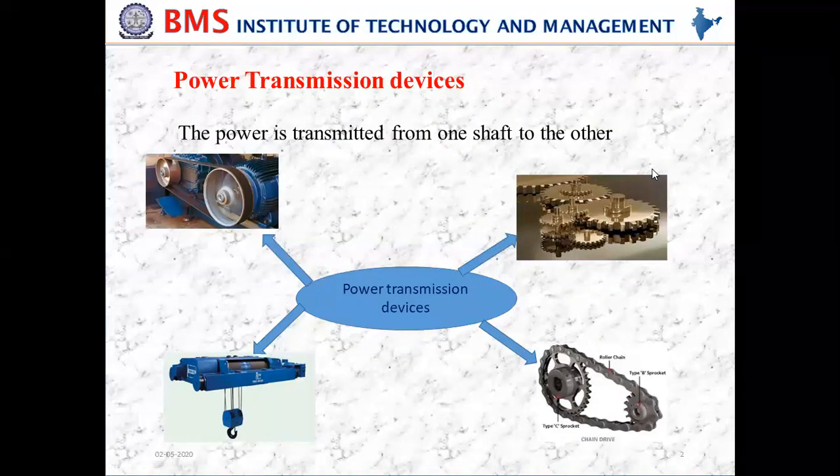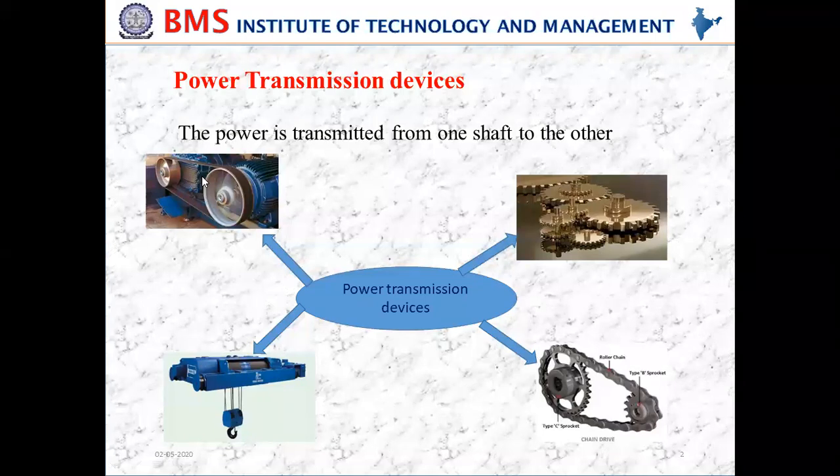As I told you, there are four types. One is the belt drive. This is called gear drive. And this is called chain drive. And the fourth one is rope drive, or we can say wire drive also. Rope is of two types: fabric rope and wire rope. Rope drives are used for lifting, raising the loads, or lowering the loads.